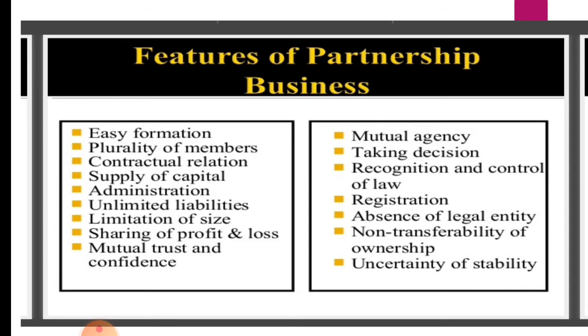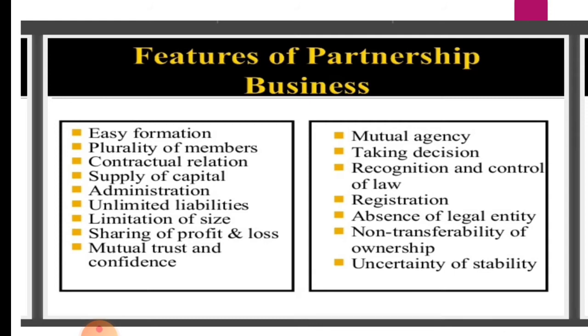Next is plurality of members. Plurality of members means the number of persons. Sole trader is carried on by a single person, so it has got a lot of disadvantages there also. But since partnership is the outcome of an agreement, the minimum number of persons required to form a partnership is 2. So what is the minimum number of partners who can enter into the contract? There should be at least 2 persons. And the maximum is restricted to 10 in case of banking business and 20 in all other cases.